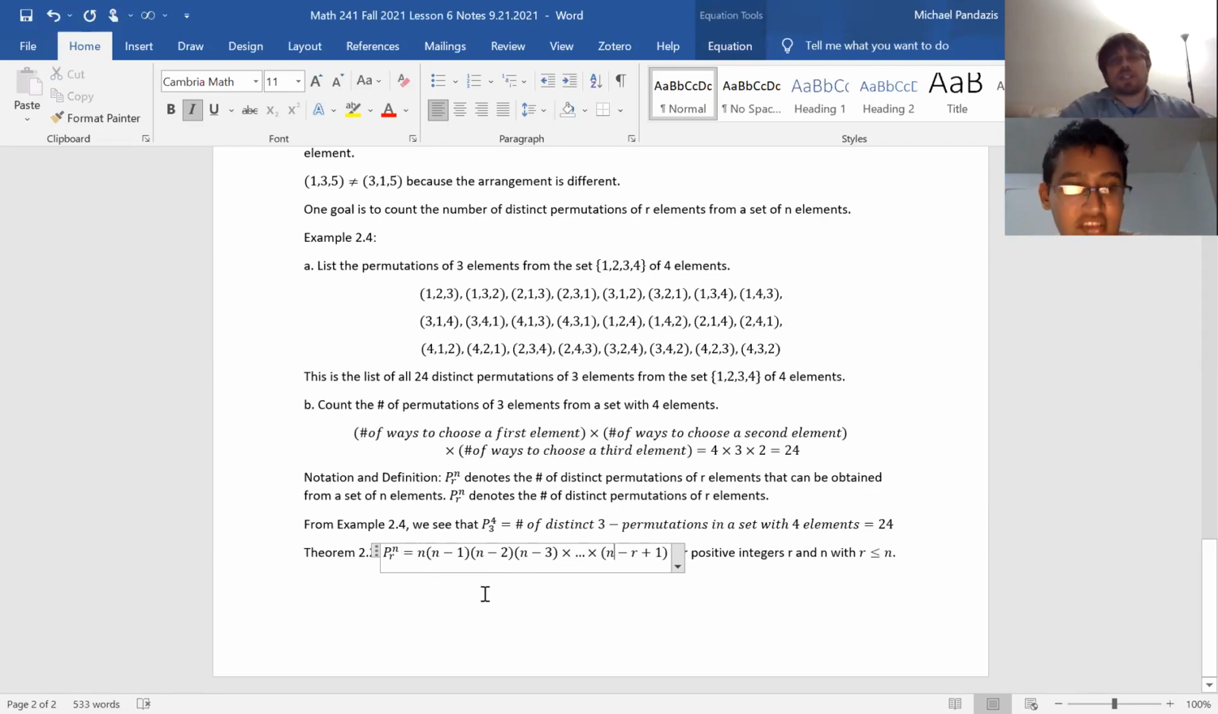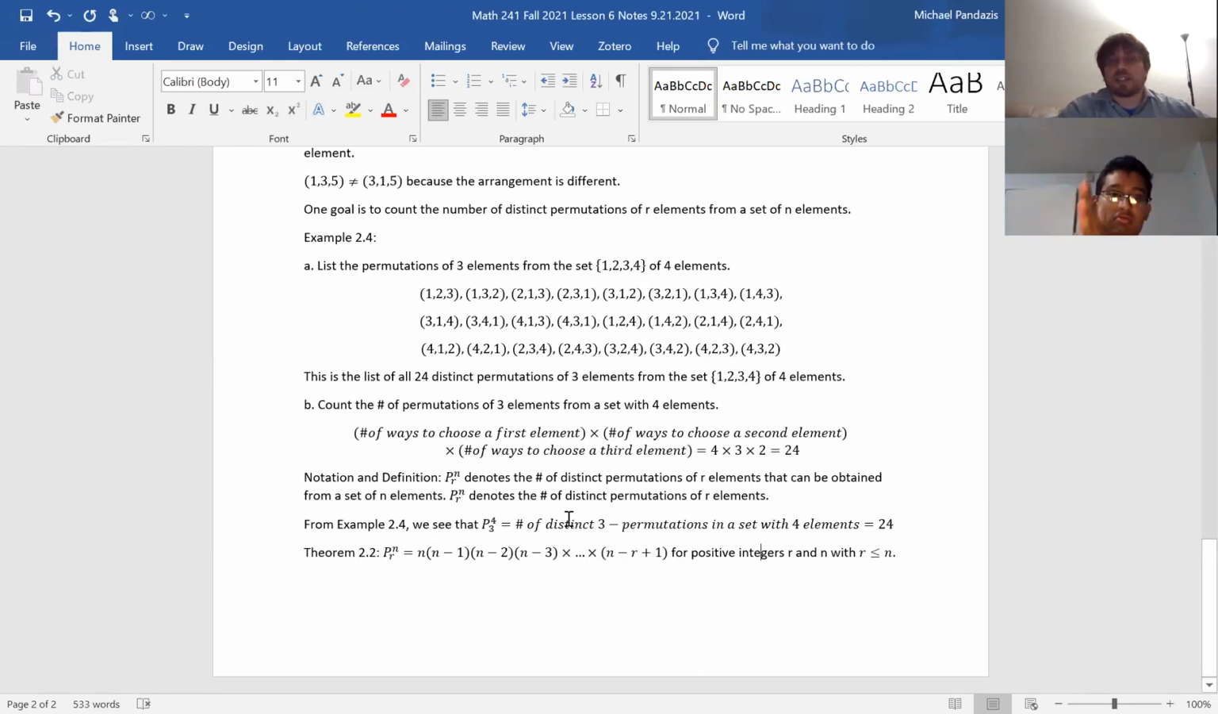You can again think about this as multiplying choices. So let's go to the whiteboard. This is the formula, and if you're taking notes while I'm talking, make sure to write this down. P(r, n) is equal to n times n minus 1 times n minus 2 times n minus 3 times ... times n minus r plus 1. The conditions are important: positive integers r and n with r less than or equal to n. R cannot be greater than n. Both r and n are positive integers. On the whiteboard, I'm just going to illustrate how we get this formula.